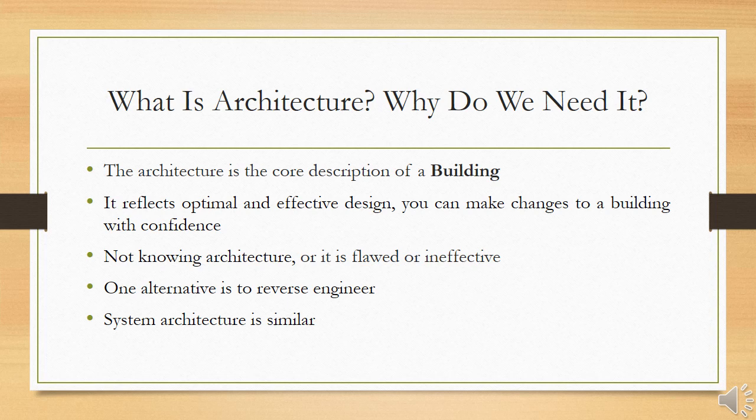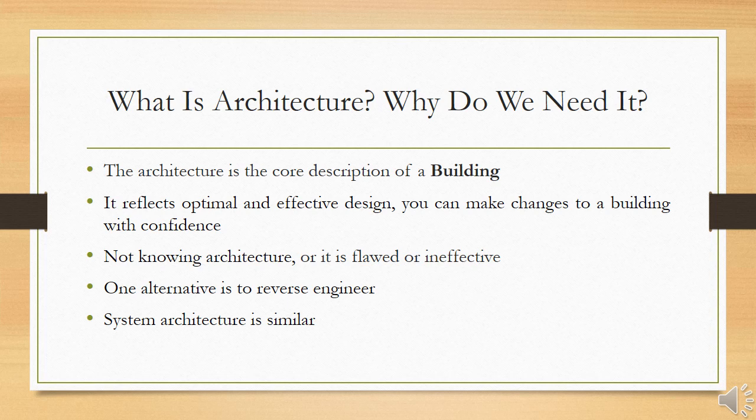Okay, for thousands of years, humankind has used architecture to create and reuse buildings. The architecture is the core description of a building. The architecture describes the building structure and all of the building system. When the architecture reflects optimal and effective design, you can make changes to a building with confidence. By knowing the architecture, you can knock down a wall, drill a hole, or put in a window without causing some catastrophe, such as collapsing the roof, bursting a water pipe, or severing an electrical wire.